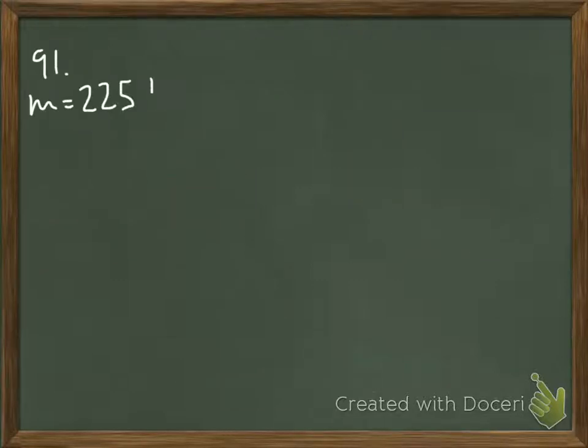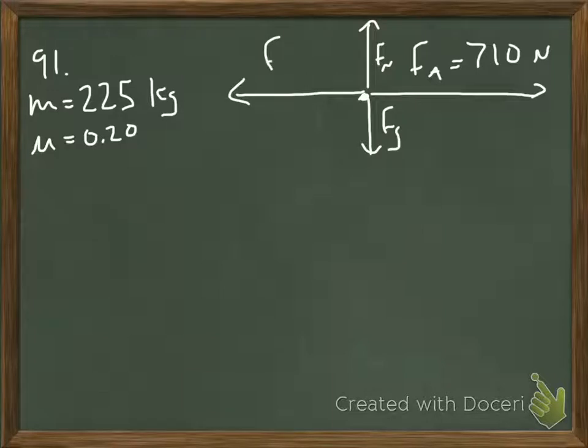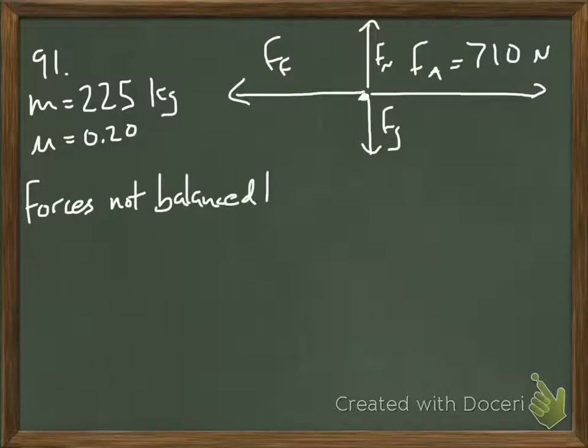Number 91, we are given the mass of a different crate, and we're given the coefficient of friction. Let's get a free body diagram here. There's an applied force to the right, the normal force is up, the force of gravity is down, and there is a force of friction to the left. So it says in the problem here that we do have an acceleration. I think it's asking you to calculate the acceleration. So the forces must not be balanced. If there is an acceleration, the forces are unbalanced.